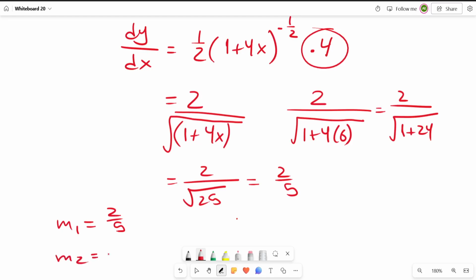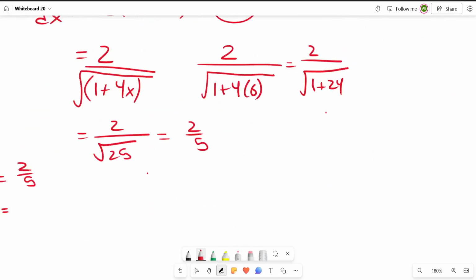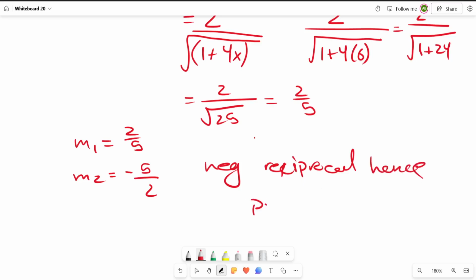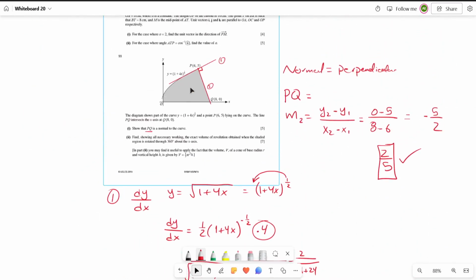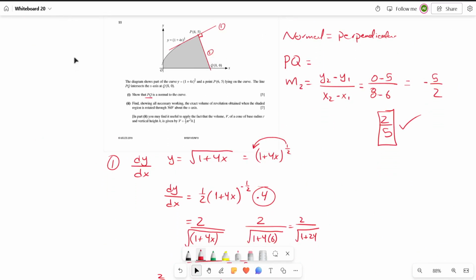M of the second line, I got it earlier using y2 minus y1 over x2 minus x1. It was negative 5 over 2. I can see that they're negative reciprocals, hence perpendicular to each other. That is basically how you show that these two lines are perpendicular. Okay. All right.